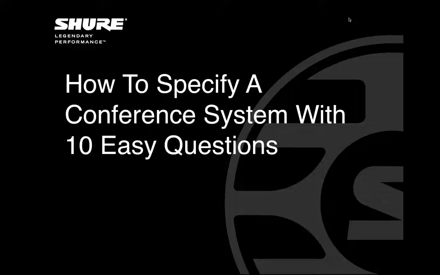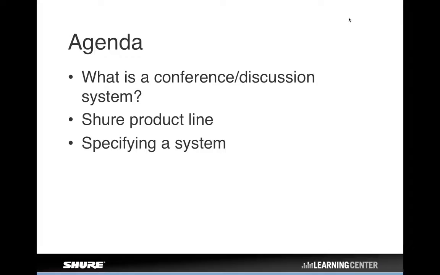Then we can look at it and say, okay, you have all the right parts and pieces, or you don't. These systems are extremely modular and very flexible, and they can do just about anything you want, but you really have to know what the end game or the intended usage is. So we'll spend a couple of minutes up front talking about what these systems are. There's sometimes confusion around the terms conference and discussion, and what they mean. Then we'll look quickly at the Shure product lineup, which of course includes the DIS products, and then get into those 10 very important questions.